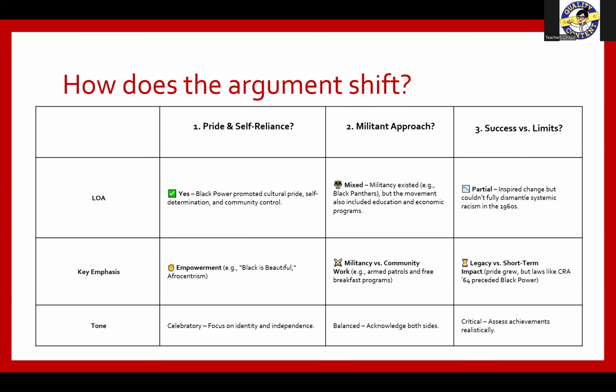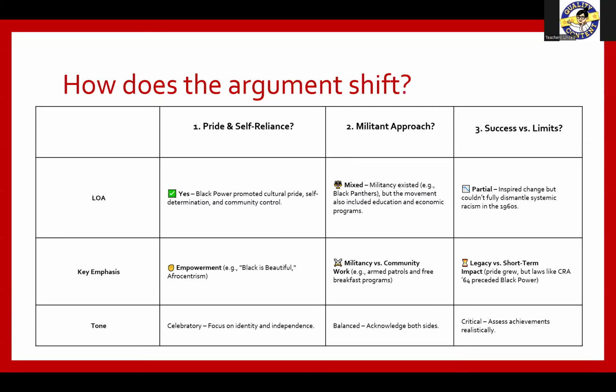Now I say militancy existed, for example, with the Black Panthers, but the movement also included other programs like education and economic programs. And then the success and limits of the actual movement itself, whether it could end, it's partial. I can say that it inspired change in some circumstances, but it didn't fully dismantle systemic racism in the 1960s.